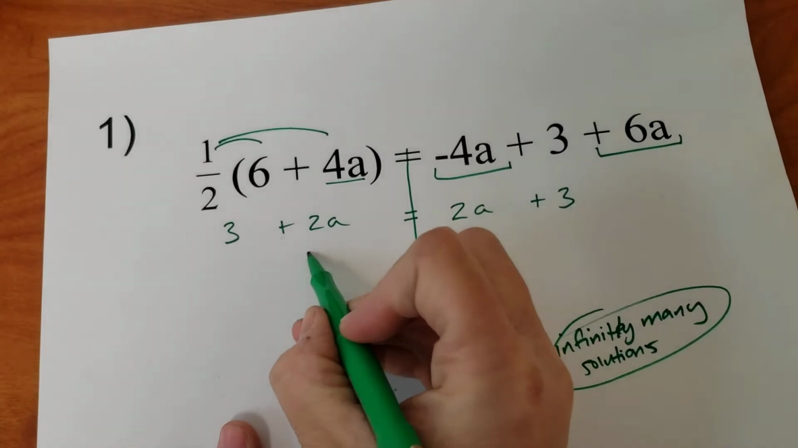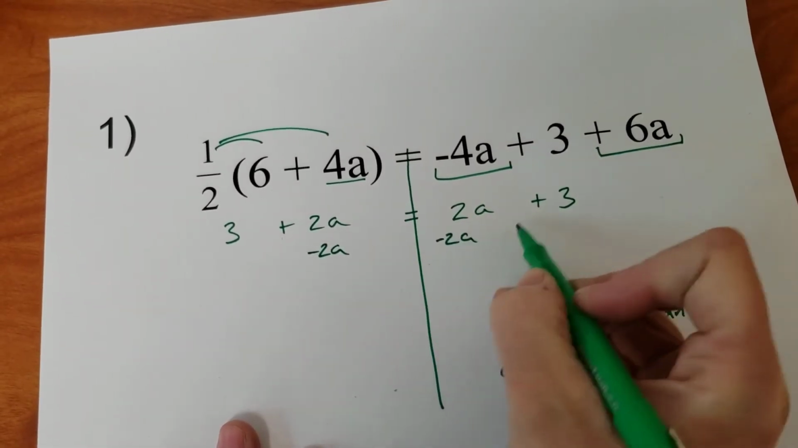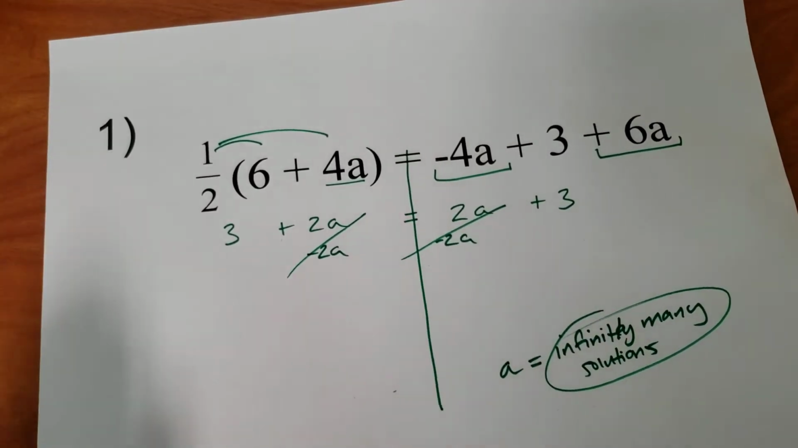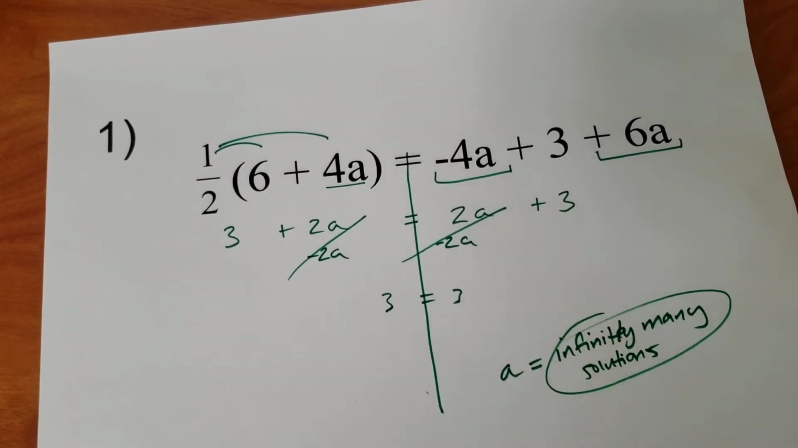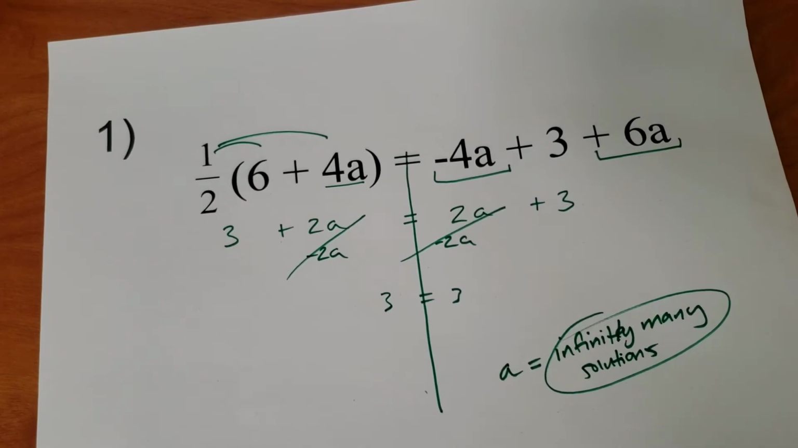I mean, even if I took it a step further and minused the 2a from both sides, you see how I can't actually solve for a equals something. I still get 3 equals 3. So I still get an identity. It's still infinitely many solutions.